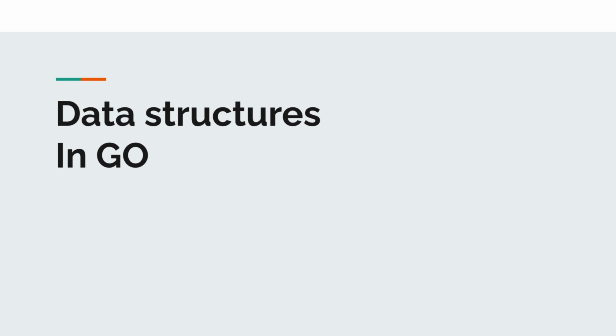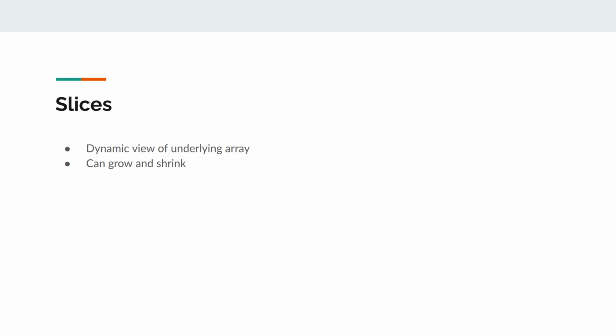Hello. In this video, we are going to deep dive into one of the most powerful and flexible data structures in Go, slices. So let's start with the basics. What is a slice? A slice is a dynamic, flexible view into an underlying array. Unlike arrays, slices have no fixed size. They can grow and shrink as needed, making them incredibly useful and versatile.